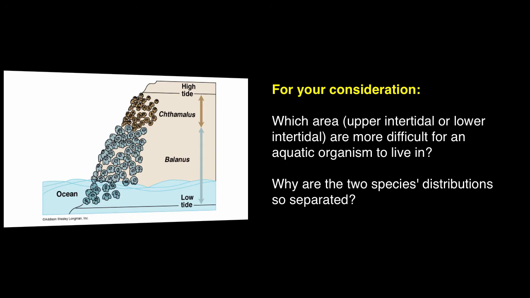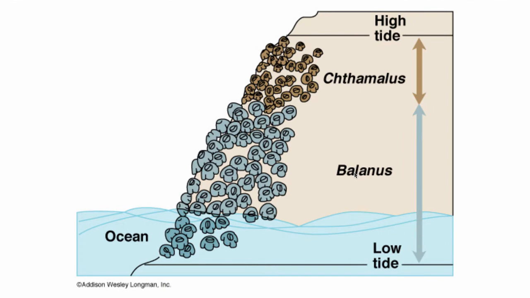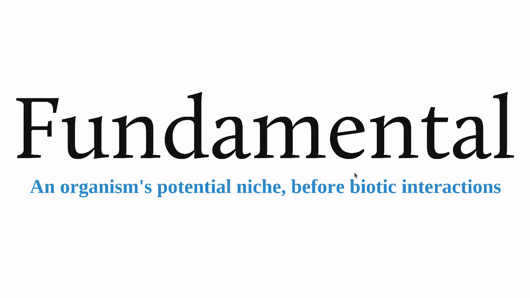And so what we'll do is we'll ask the question, why does this upper intertidal zone barnacle, and this is a crazy word, but it's pronounced thamellus. Why does thamellus choose to live in the upper intertidal zone, and why does balanus choose to live in the lower intertidal zone? Or maybe it's not a choice. Maybe it's a result of ecological interactions.